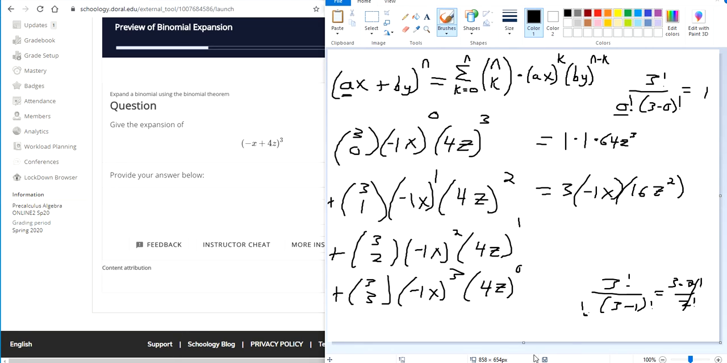That's the second term. Third term is going to be 3 over 2, so I think that's also going to be 3, right? 3 times 2 factorial. Yep. 3 combination 2 is also 3. Then we got negative 1 squared. Watch out for that. If you square negative 1, it makes positive 1. Right? And then over here we got 4z to the first. And then finally 3 combination 3, that just makes 1, okay? So that's 1.